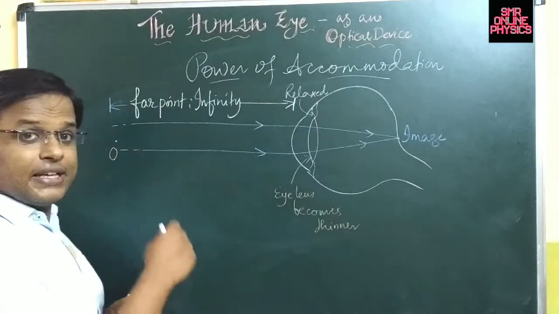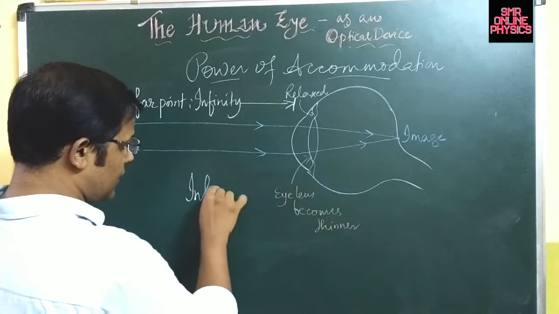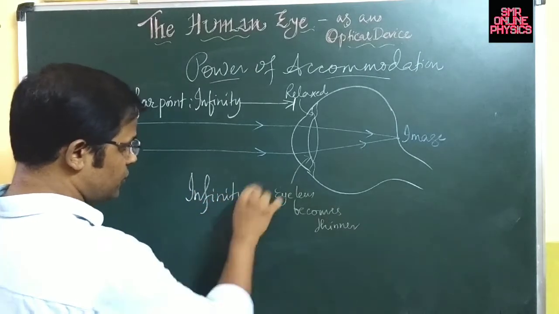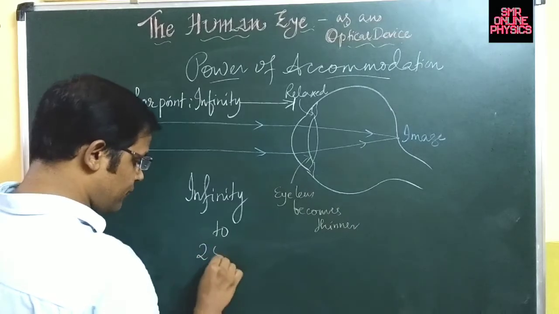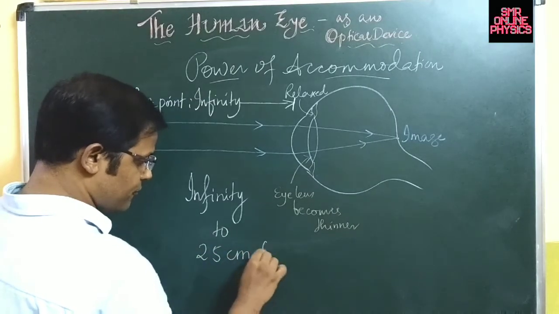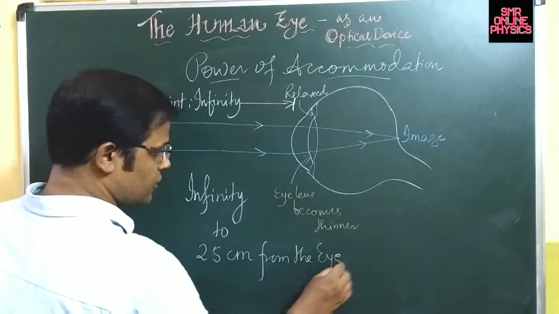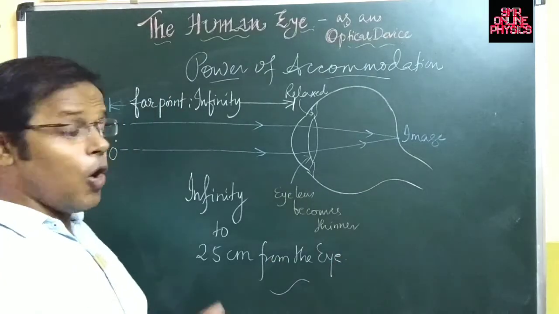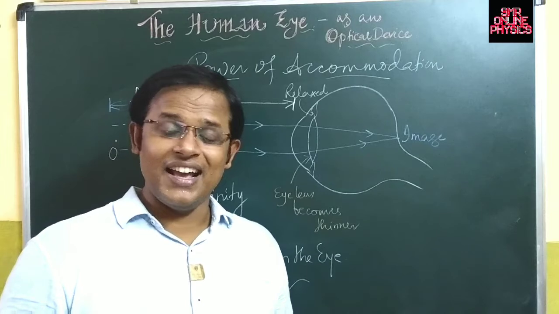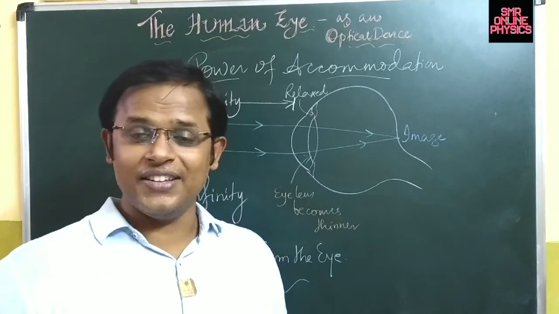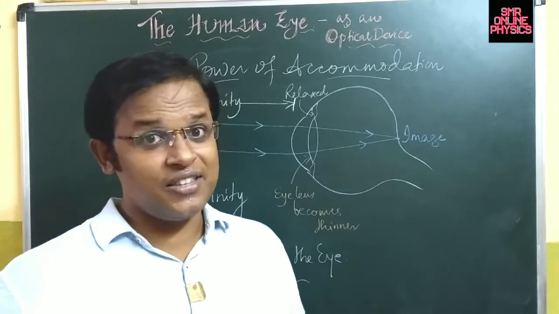So for a healthy adult eye, the range of vision is from infinity to 25 centimeters from the eye. This is the range of vision of a healthy eye. Hope you understood by today's class on the human eye as an optical device how beautifully the eye has been designed to make us see the things around.